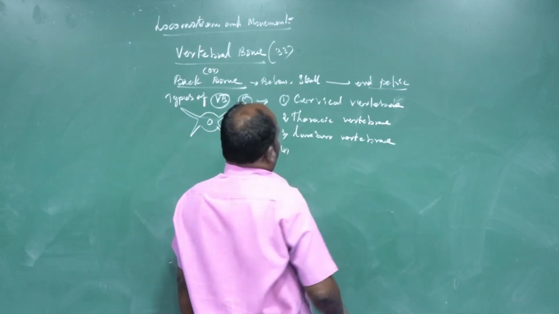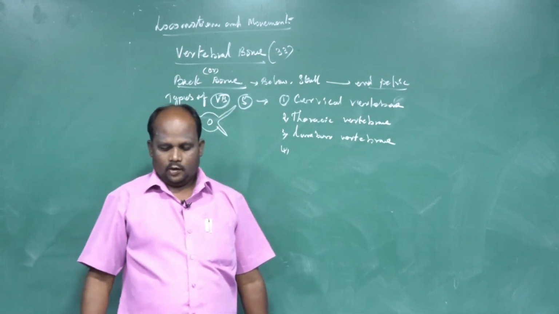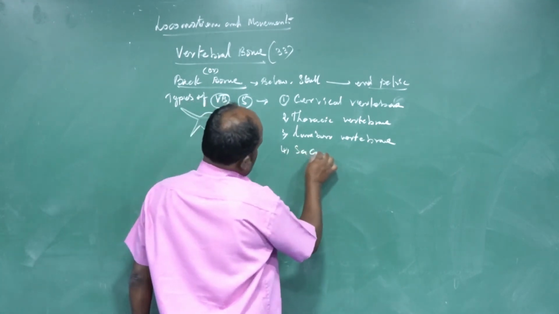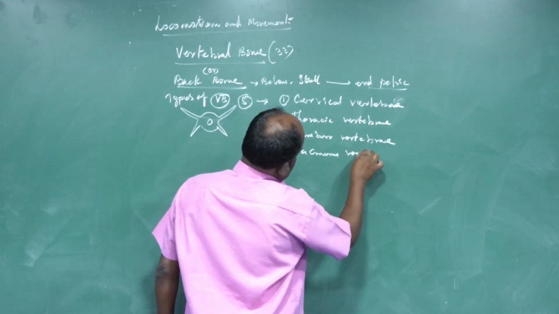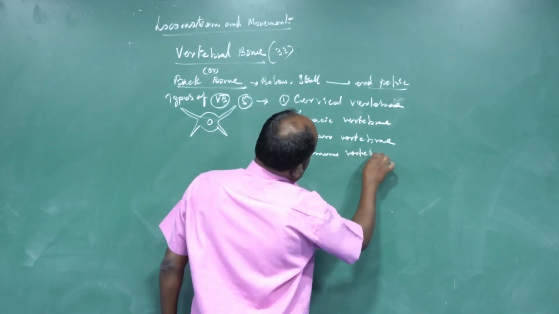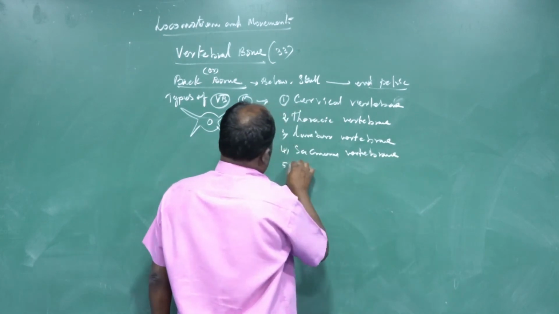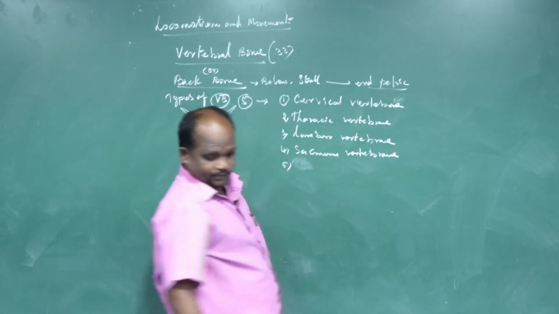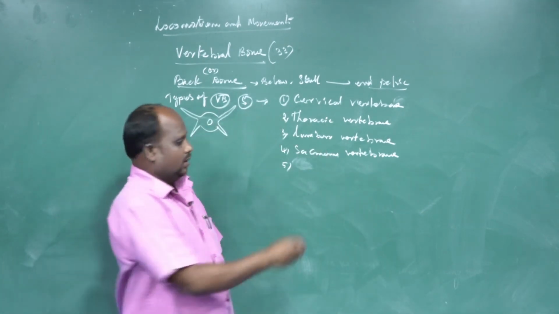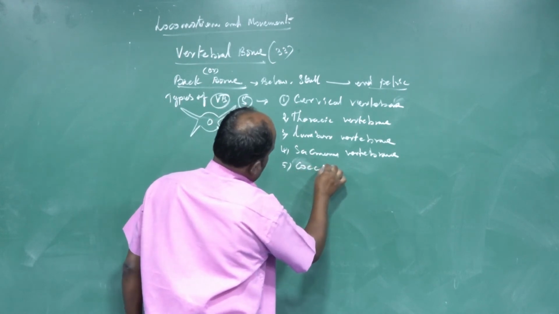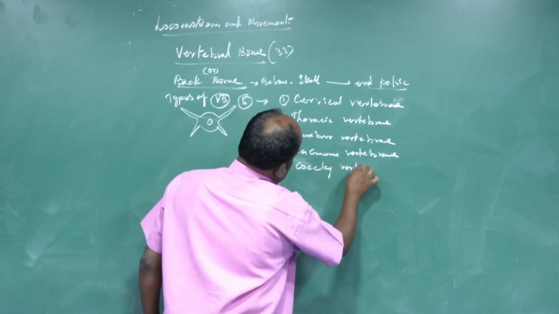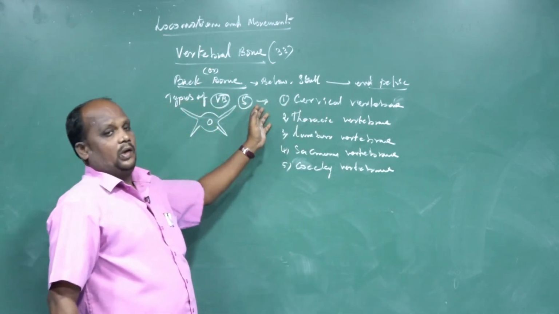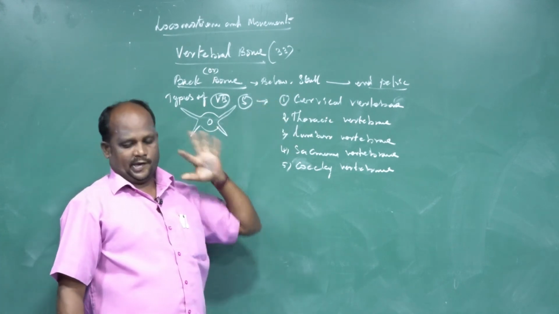Lumbar vertebrae. And the fourth one is thoracic vertebrae, lumbar vertebrae and sacrum. Sacrum vertebrae. Fifth one is coccygeals. And the fifth type is coccyx vertebrae. So totally 5 different types of vertebral bones or backbones are present.